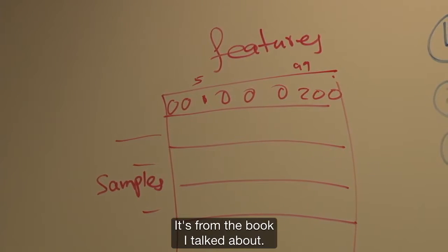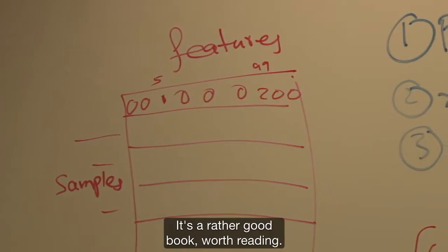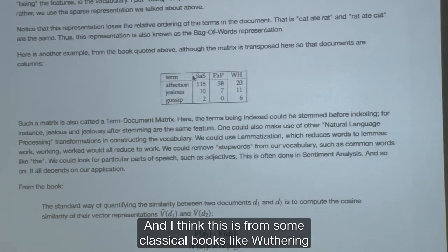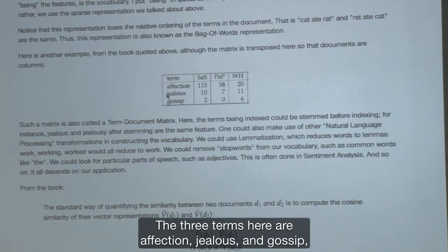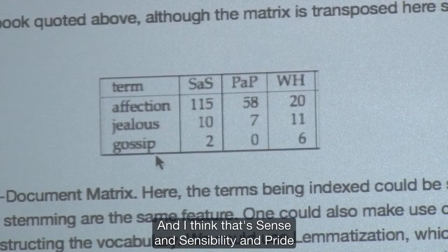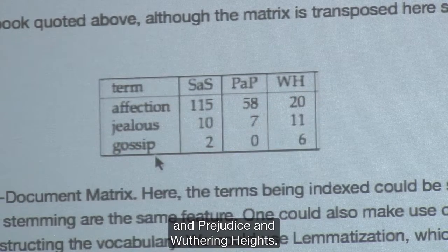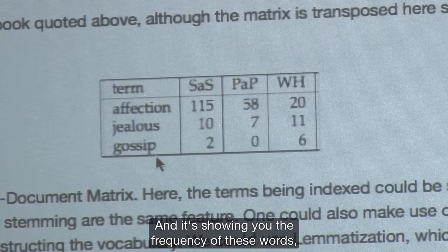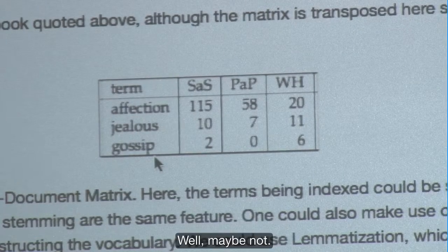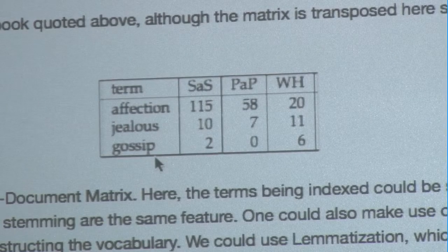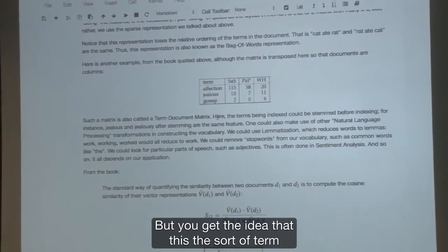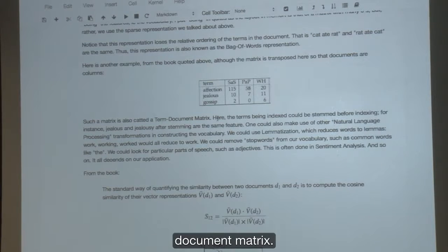So here's another example. It's from the book I talked about. It's a rather good book, worth reading. And I think this is from some classical books, like Wuthering Heights and all. And then there are 3 terms here: affection, jealous, and gossip, essentially. And I think that's Sense and Sensibility, Pride and Prejudice, and Wuthering Heights. And it's showing you the frequency of these words, telling you that Sense and Sensibility seems to be an altogether more romantic book. Well, maybe not. I don't know. It depends upon the ratios, right? So this is sort of transposed from this scikit-learn style, but you get the idea that this is the sort of term document matrix.